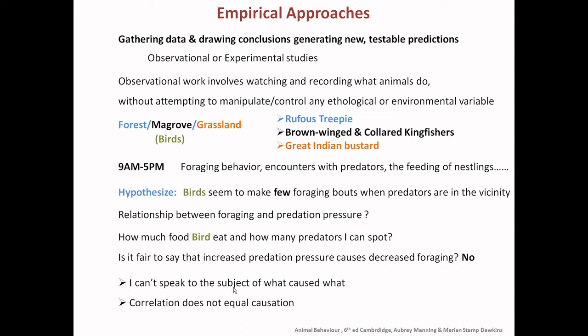We cannot speak to the subject of what caused what, the causation. Correlation does not equal causation. That is to understand the behavior. In one of my previous lectures, I discussed the four questions to understand animal behavior. One of them is the causation or mechanism. So in this observation, till now we don't know what causes the birds to stay out of foraging in the presence of predators.